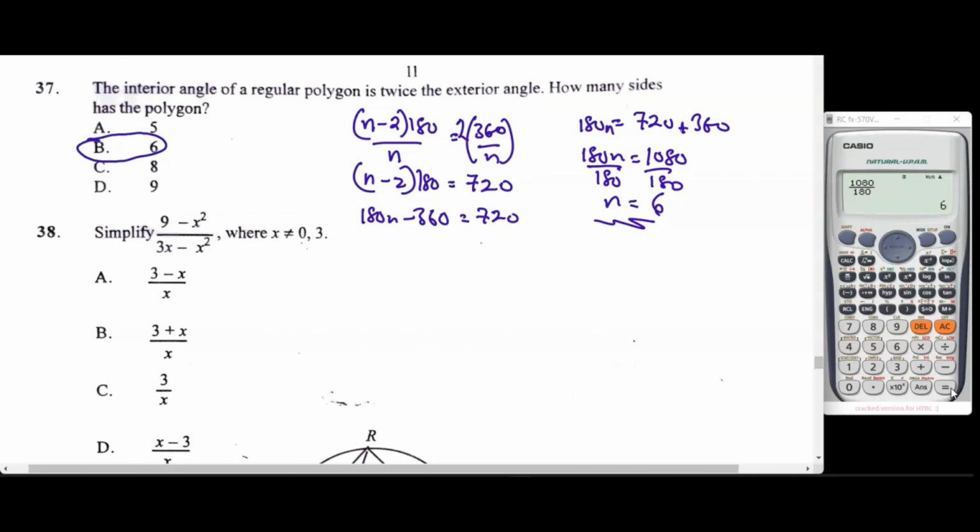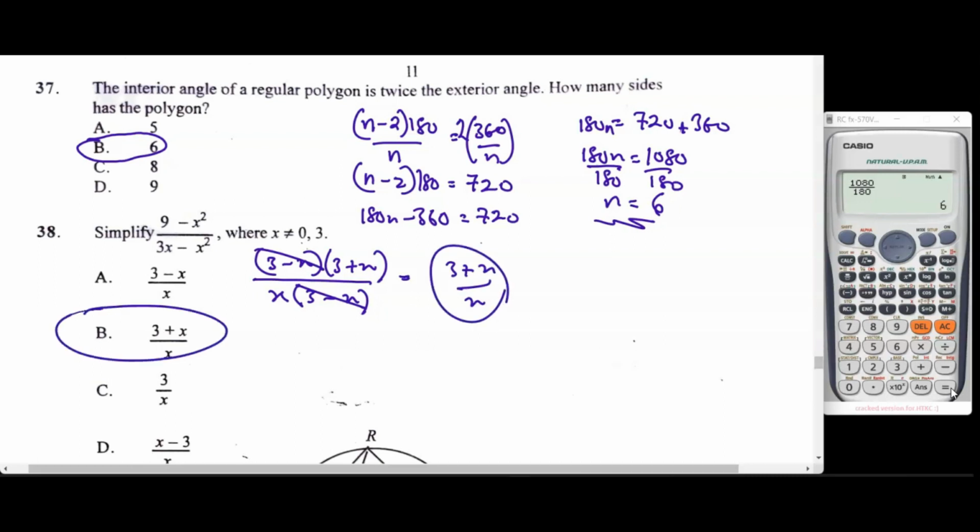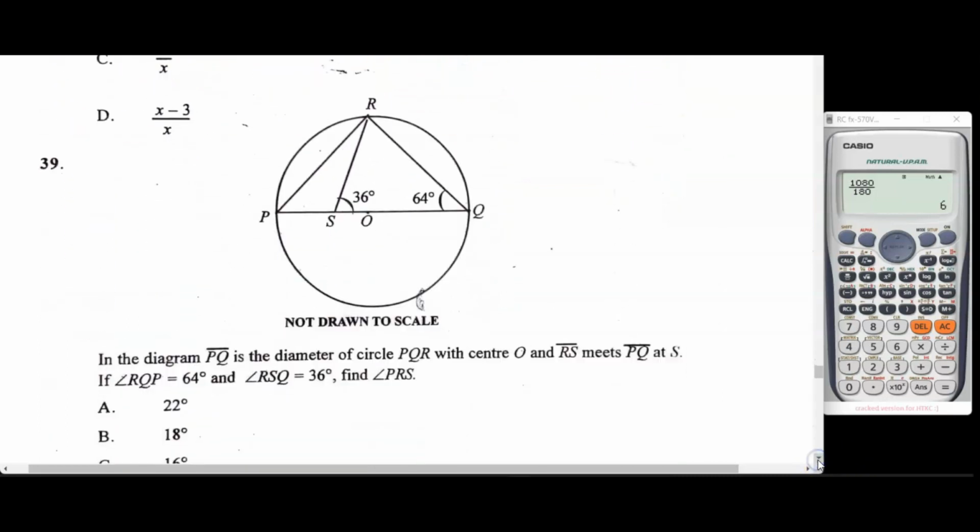Now simplify the statement. It's a fraction, a rational function, so we need to break it into factor form. The numerator is 9 minus x squared, which is a difference of 2 squares. So we have 3 minus x and then 3 plus x. All divided by the denominator. x is common to the two terms, so we have x out, 3 minus x. So 3 minus x cancels with 3 minus x, and it is left with 3 plus x all over x. And the answer is B. Going further, as I said, we'll be done very soon.